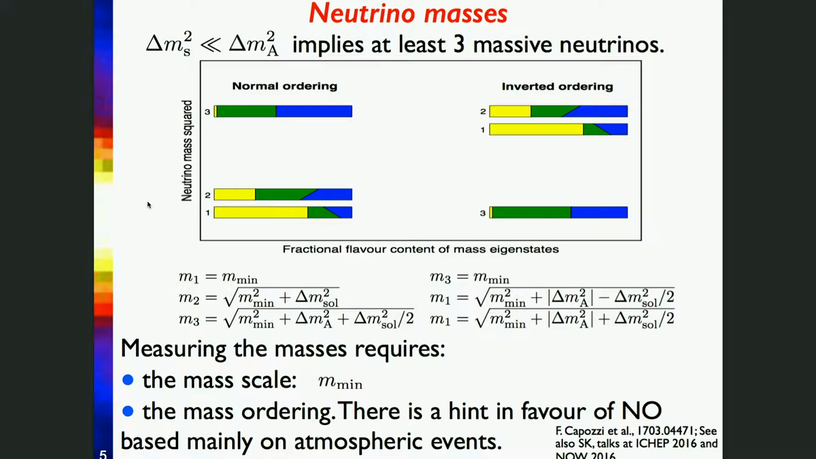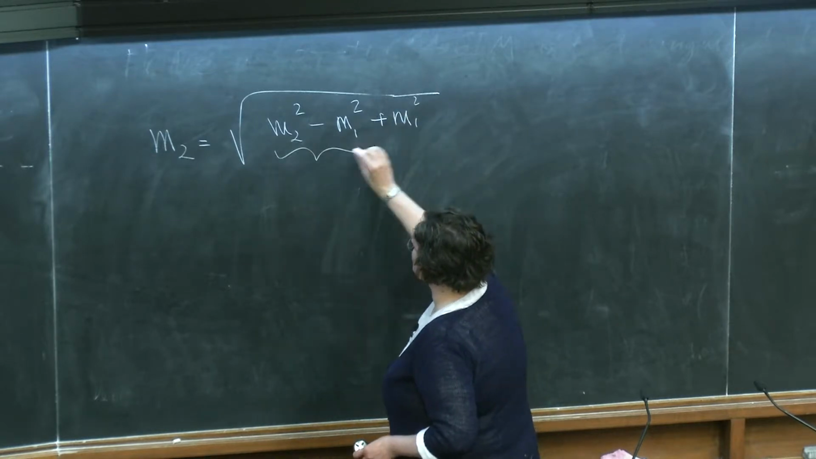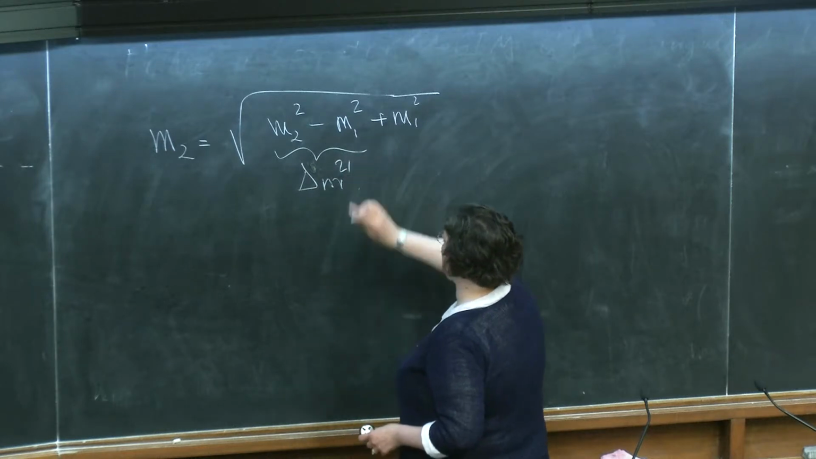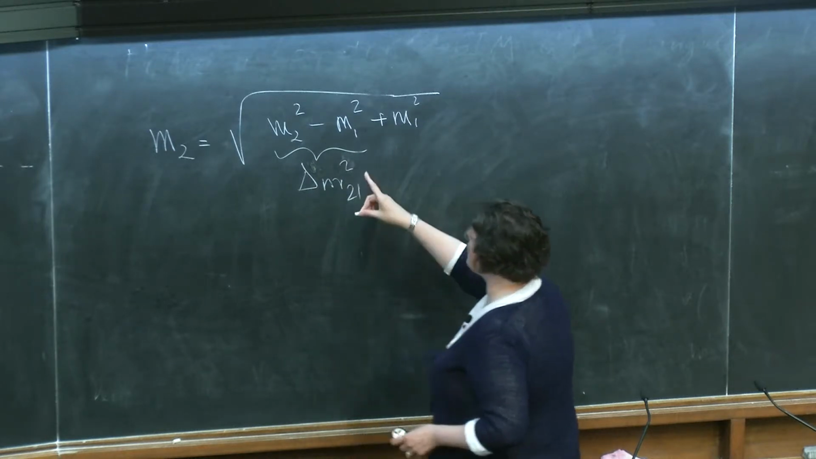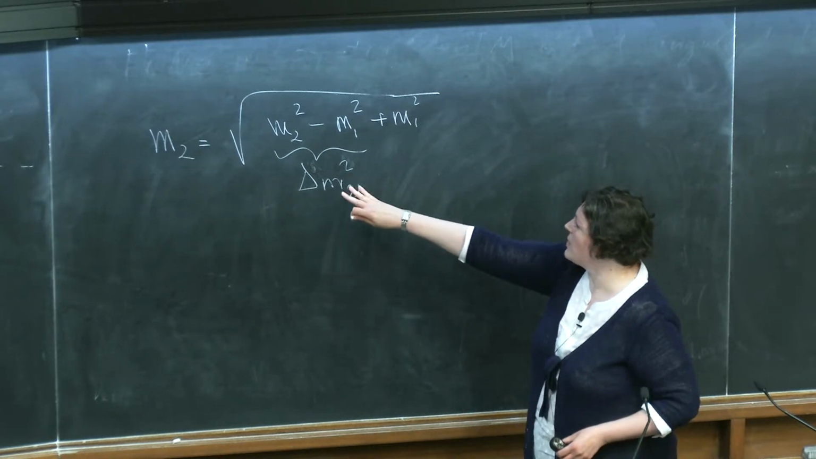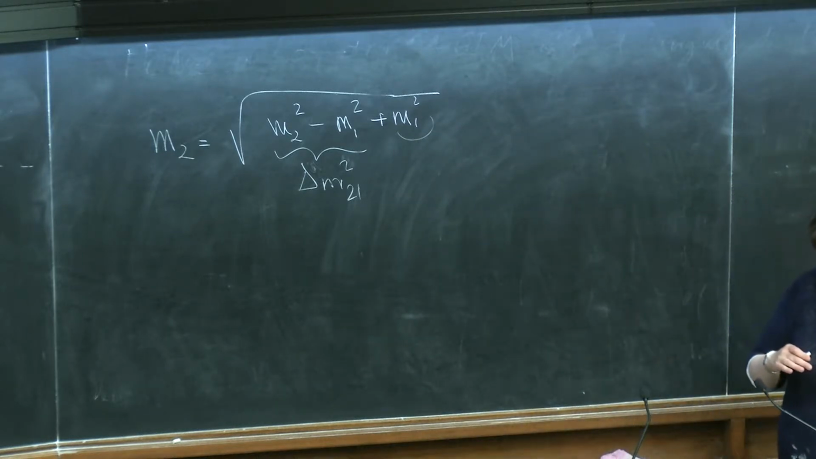And let's take the smallest mass. In this case it is M1. So I can write M2 as the square root of M2 squared, obviously. Then I can subtract and add an M1 squared. And then this is the delta M squared 2 1, that I measured in solar neutrino experiments, and KamLAND in particular. So this I know. And this is the unknown parameter, M1, which sets the scale of the neutrinos.